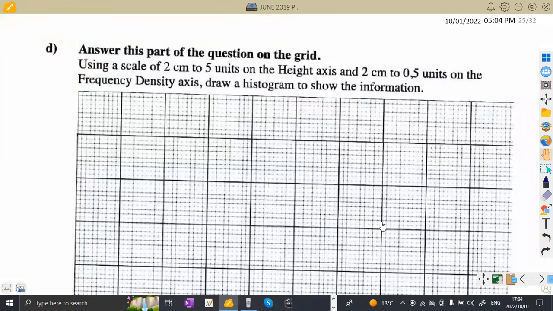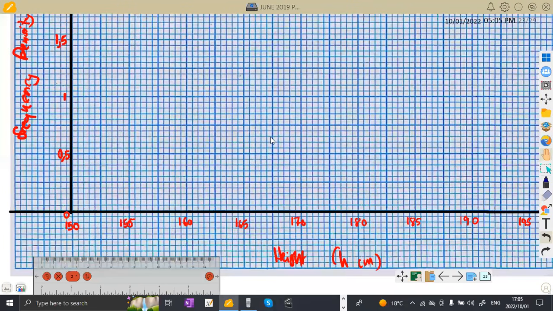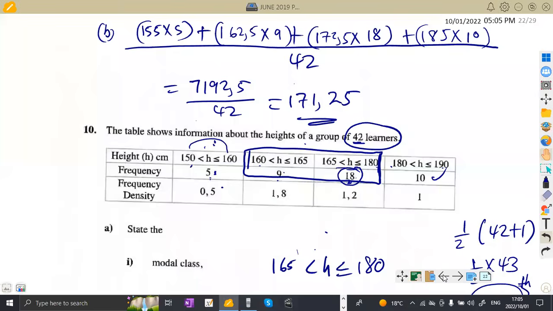Then using a scale of 2 centimeters to 5 units on the height, we are supposed to draw the frequency density. Just because here, if I'm to use those pages, remember, guys, they were now too fast, so I'm just going to remove those. All right, so at least it can be easier on this one. We are going to take the first one, guys. Remember, this is a histogram that you're supposed to draw.